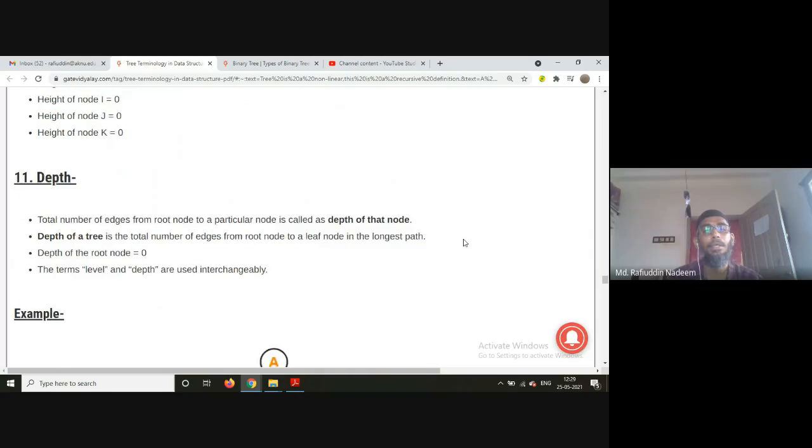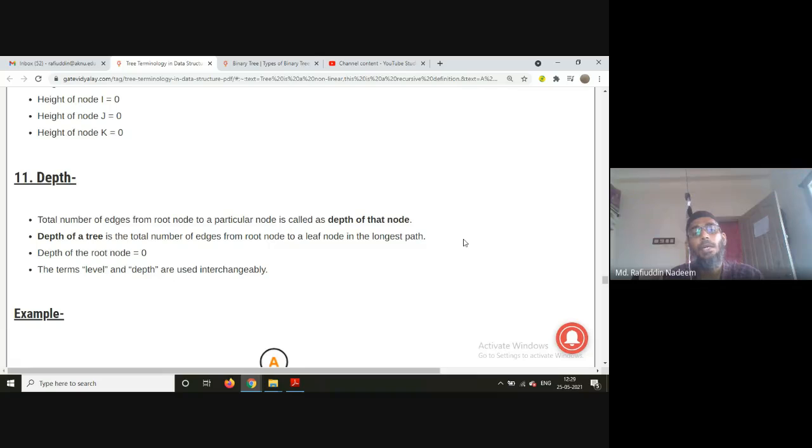Then the depth: the total number of edges from the root node to the particular node. Now you are coming in the reverse order, starting from the root node. You can choose a particular node and find its depth. And the depth of the tree is the total number of edges from the root node to the leaf node in the longest path. So always the depth of the root node will be 0.